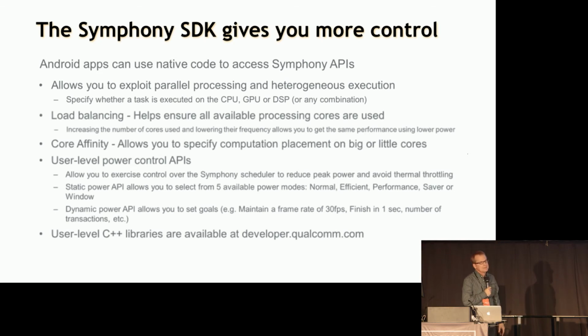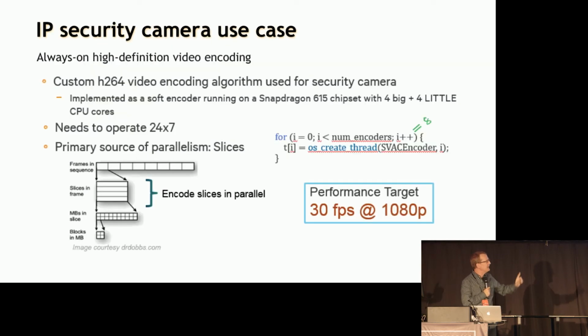Qualcomm makes something called Symphony SDK that can be helpful for people who are doing native code. It allows you to use parallel processing to make sure that you're spreading the load across the different cores. With Core Affinity, you can specify whether big or little cores are used for things. There's Power APIs where you have control over, do you want maximum performance or do you want a maximum power saving mode?